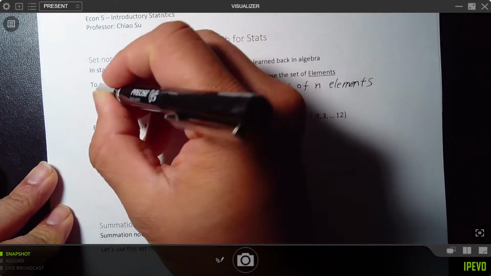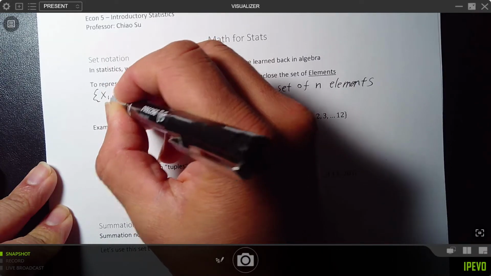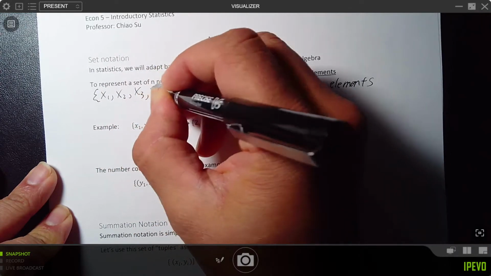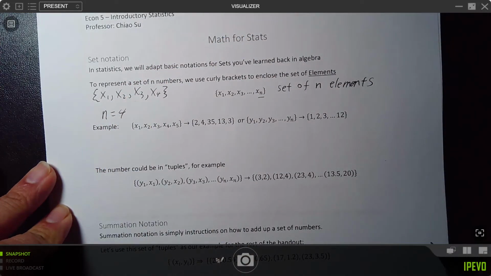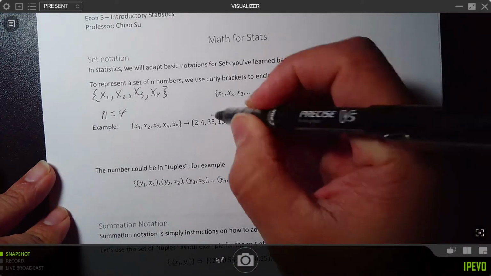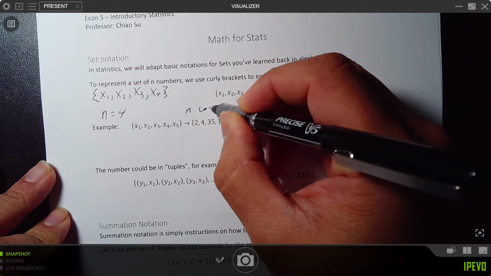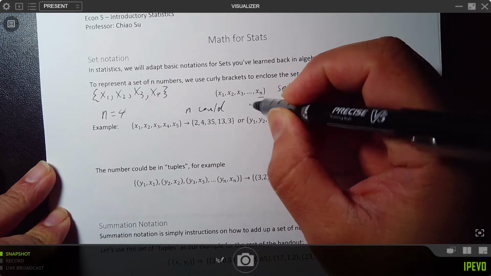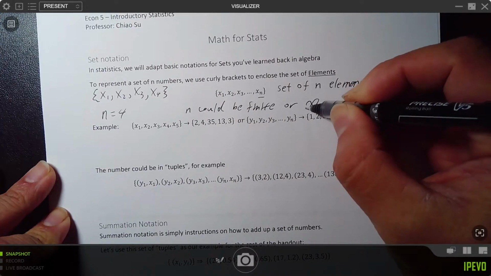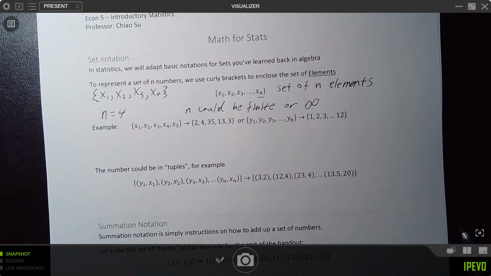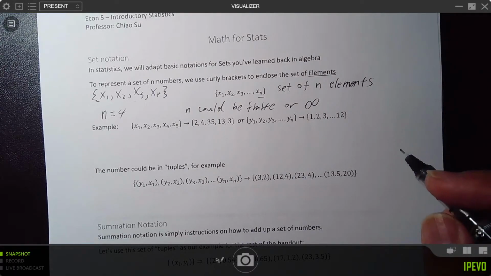For example, if I have curly bracket x1, x2, x3, x4, then n equals 4. This will be a set of 4 elements and 4 observations. Now, n could be either finite or infinite. For our case, we're going to assume that n is always finite. Conceptually we don't have to deal with infinity, so don't worry about that right now.